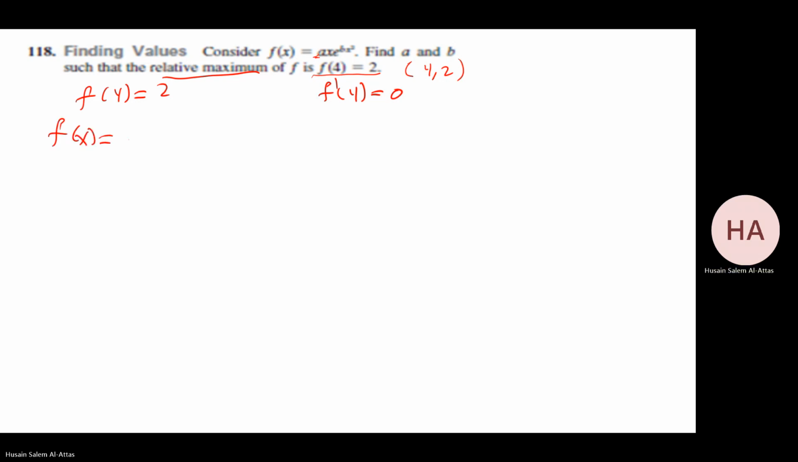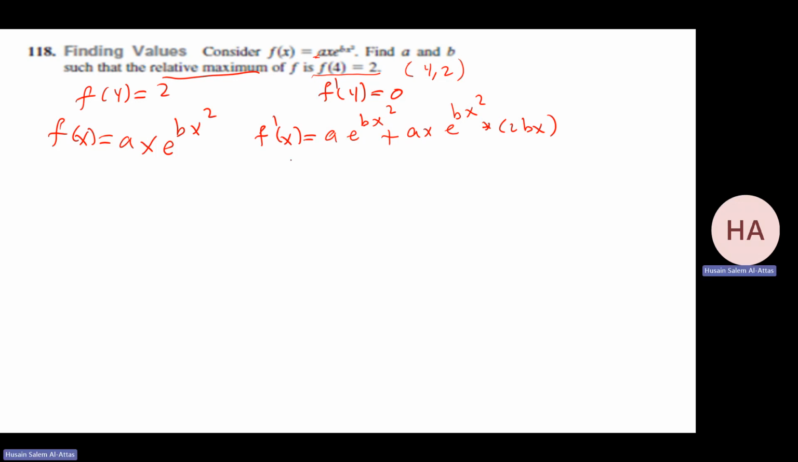f of x equals a x e to the b x squared. f prime will be what? It's the product rule. So I have a e to the b x squared plus a x times e to the b x squared times 2bx. That gives me a e to the b x squared times 1 plus 2b x squared. Okay, that's f prime.